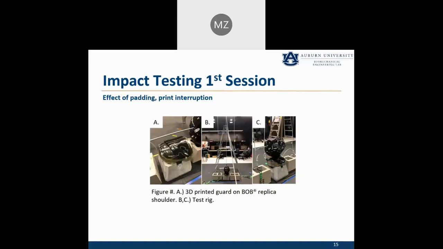This is what the setup looked like. More specifically, you can see the molded or the modeled shoulder there with the 3D printed guard overlaid on top on A of the figure. B is the drop setup. And essentially we had the tower, and I would have a grad student climb up a ladder and hit the release mechanism, and the helmet would come crashing down and slam into the 3D printed guard.